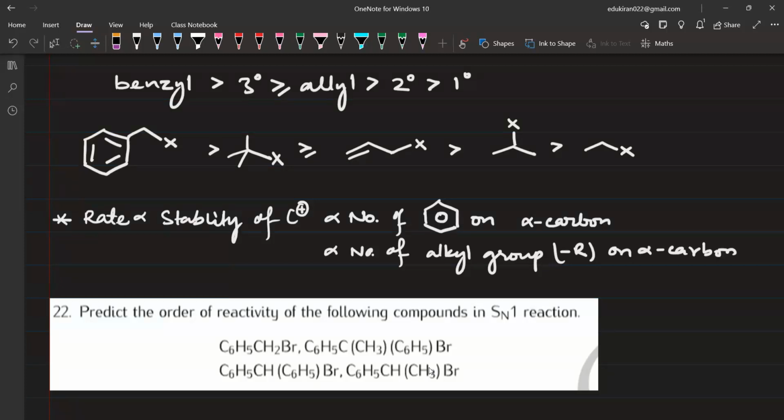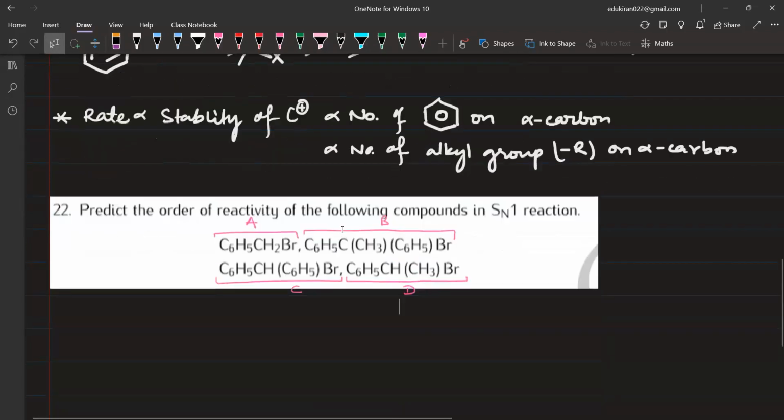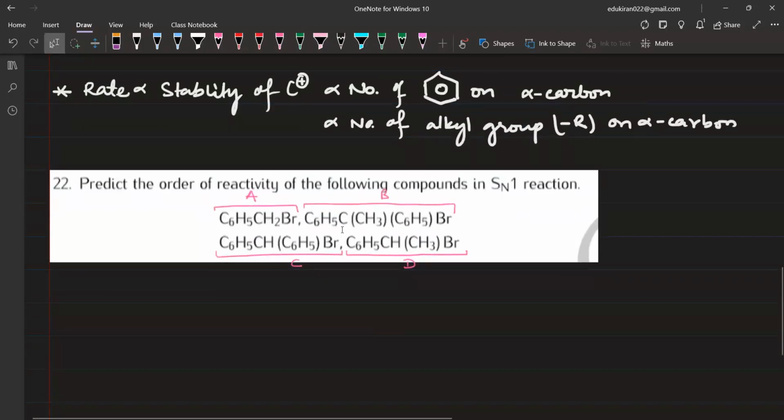ठीक है, this is one question itself है ना. इसको हम नेम कर देते हैं. Let us suppose this is A, this is B, this whole thing is C, and this whole thing is D. ठीक है? Now the most important thing is that ये structure है क्या? How are you going to make these structures?